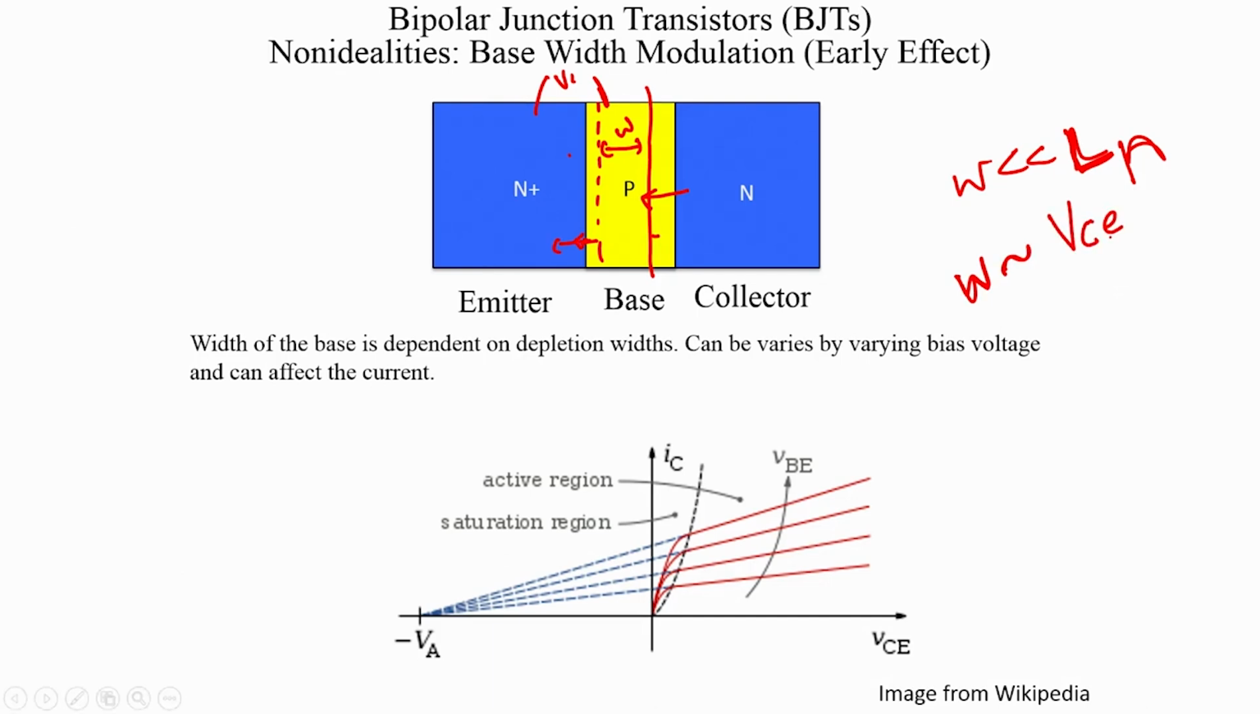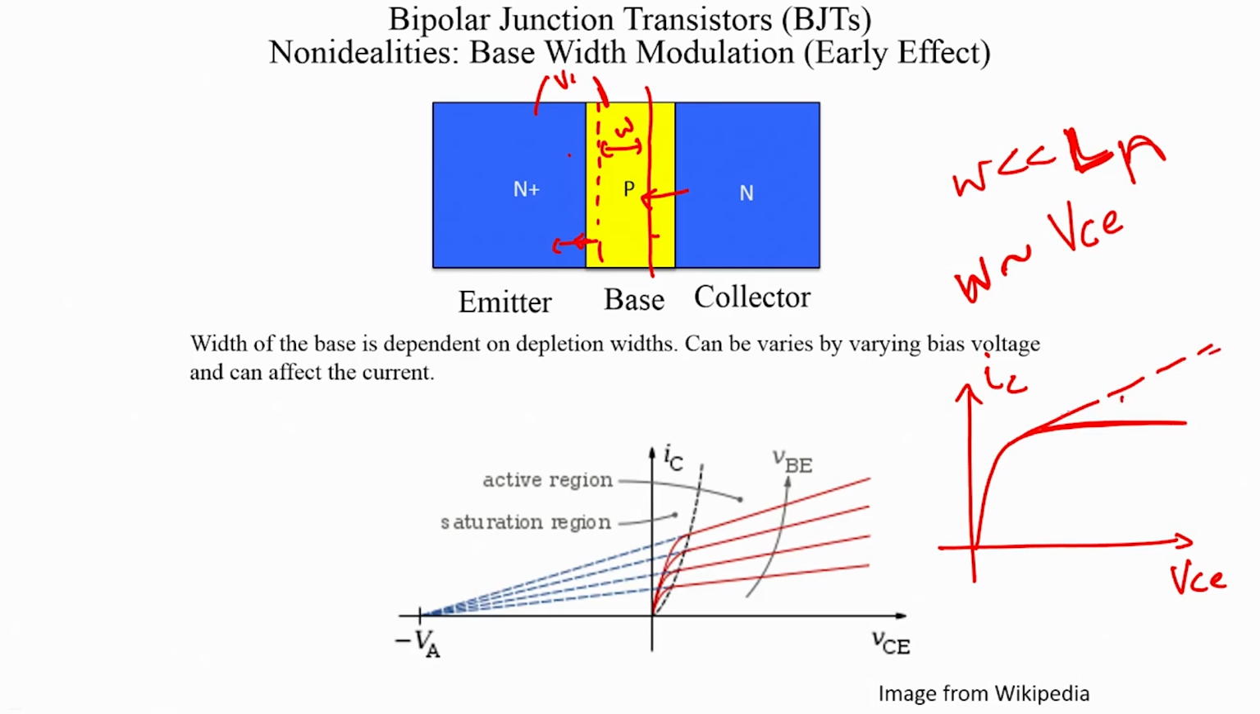Okay. Now, ideally in active mode operation, we saw that the collector was not doing anything. Ideally you should have had a collector current that really did not depend too much on the collector voltage. But because of this width modulation, you will find that the current does depend on the collector voltage. Okay, it does have a dependence. The slope is not 0, it has some finite value, and therefore, this is the true nature of the IV characteristics.